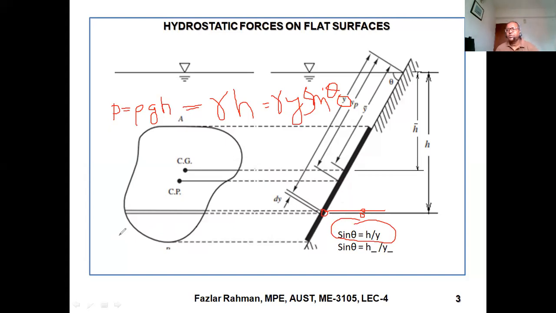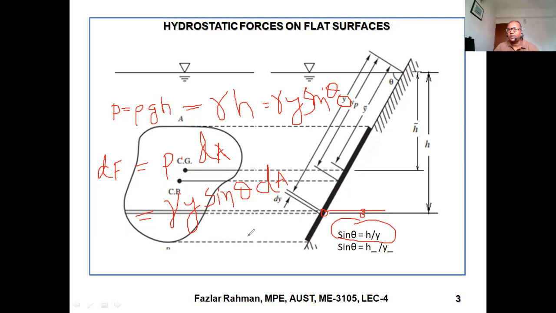So pressure working in the small area, how much force? Force equal to pressure into area. So if I consider a very small area, the force working in that area will be very small. So I can say force is dF. So dF equal to P into small area dA. Now that P, if we put it over here, we are getting gamma y sine theta dA, right?